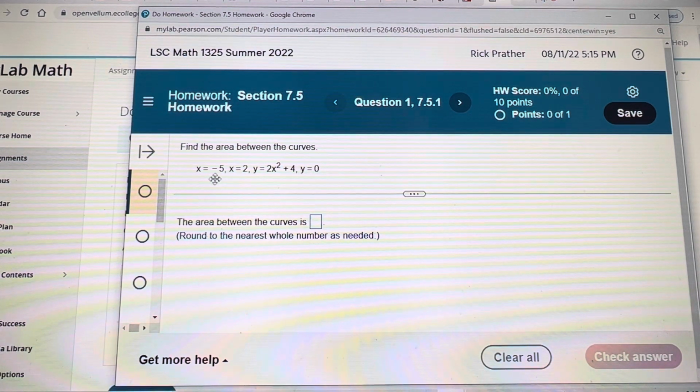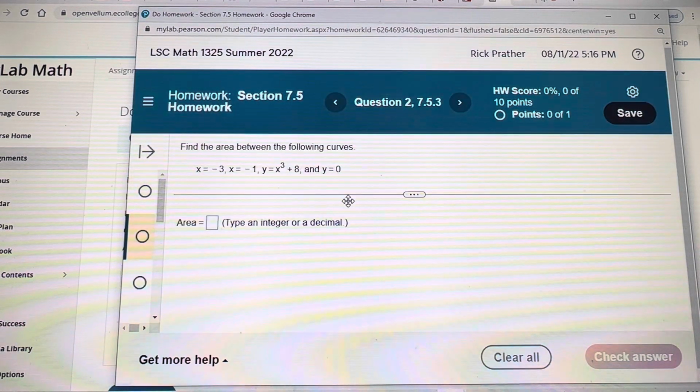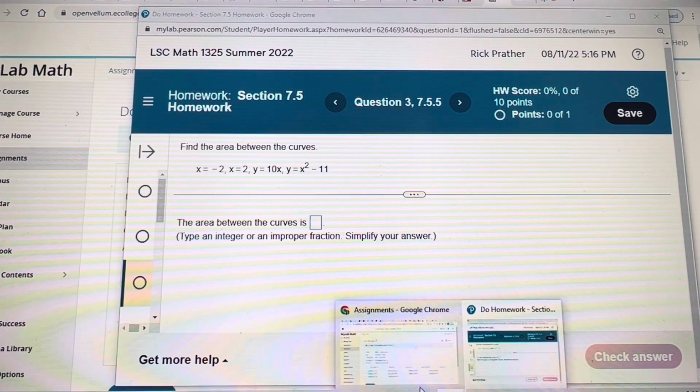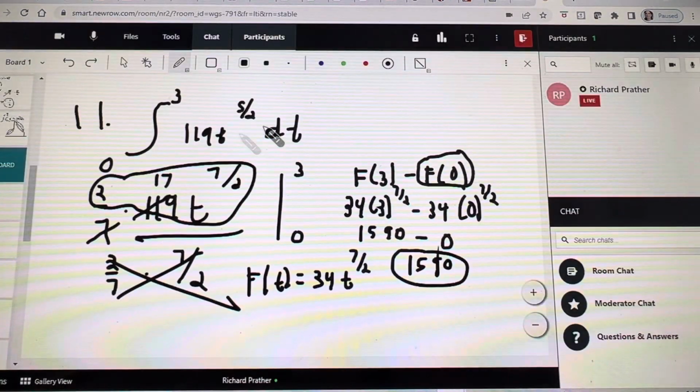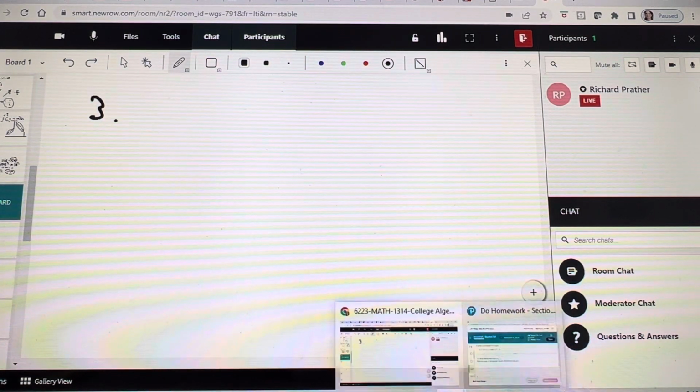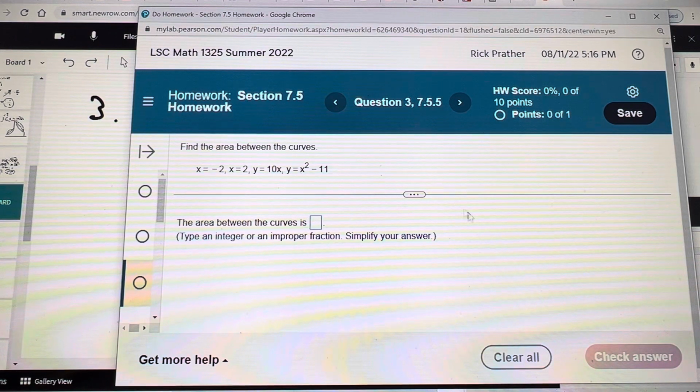That's my domain from -5 to 2. And then we're going between, well, this is an x-axis one though. But let me do one that's not first, and then I'll tell you what to do on that. Okay, this is better. Where I have two curves that are not the x-axis. Those first two basically are the same as section 7.4, because they said y equals 0 was the second curve, and that's the x-axis. So those two are done as the same as 7.4.